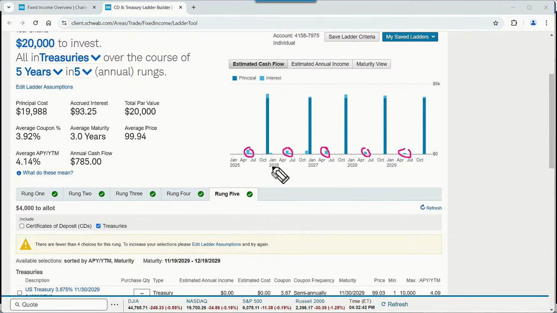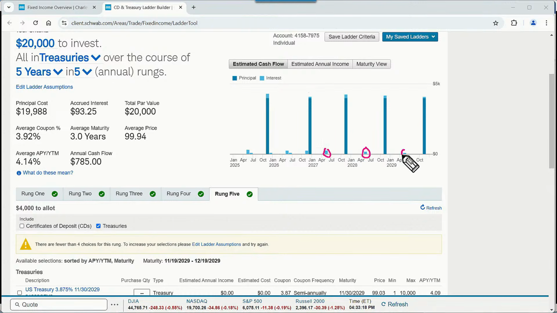Every November, December time period, you can see there's a little interest payment right there and right there that we're getting paid. And there you go. Each year, one of these pays back the principal on that.